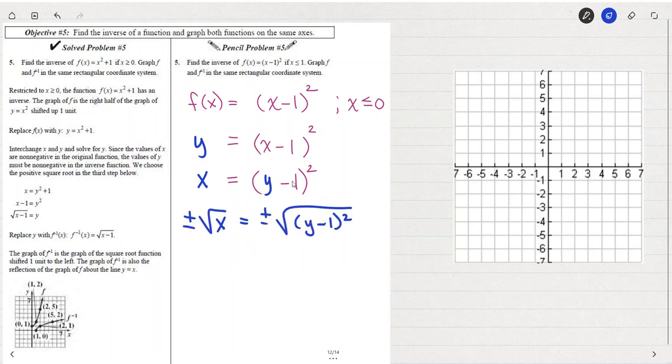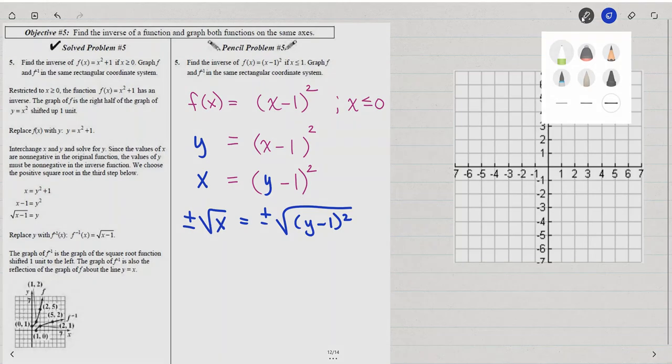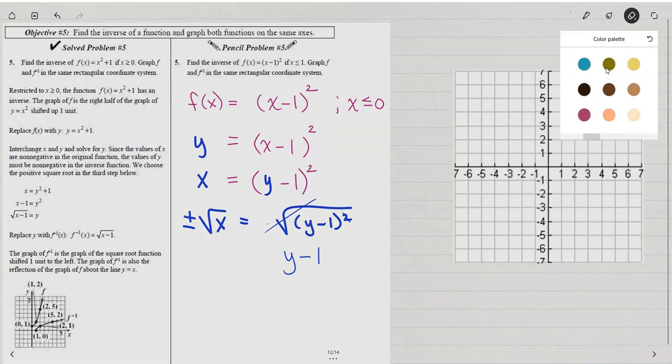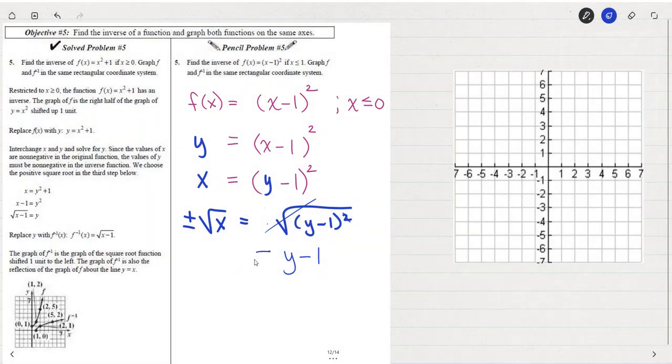To solve for y, I'll take the square root of both sides. But remember the square root property, I've got to do the plus or minus the square root of the part that wasn't squared. So this square and the square root undo each other. We have y minus 1 equals plus or minus the square root of x.